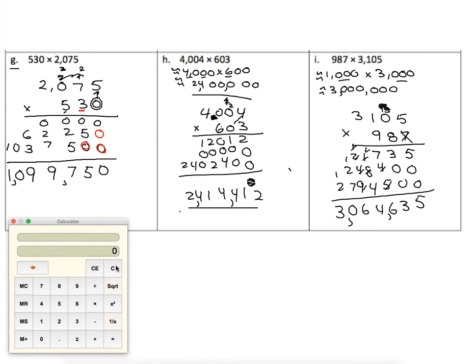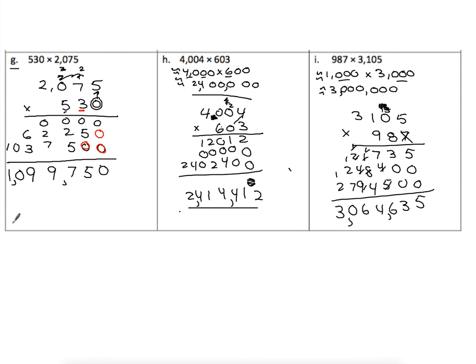Oops. 3,105 times 987. 306. Okay, so I was accurate and precise with my multiplication as I want you to be.